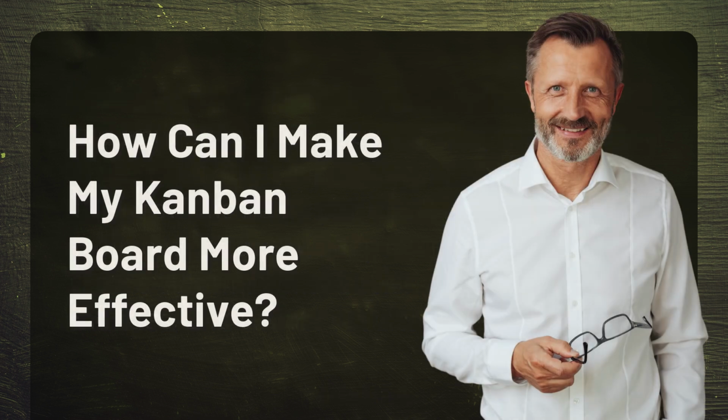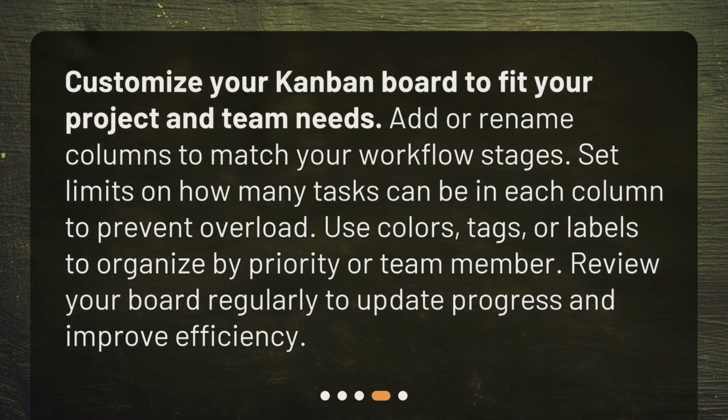How can I make my Kanban board more effective? Customize your Kanban board to fit your project and team needs. Add or rename columns to match your workflow stages. Set limits on how many tasks can be in each column to prevent overload. Use colors, tags, or labels to organize by priority or team member. Review your board regularly to update progress and improve efficiency.